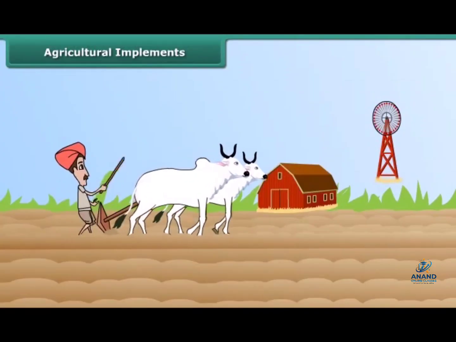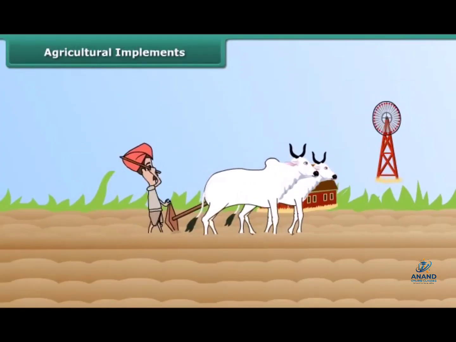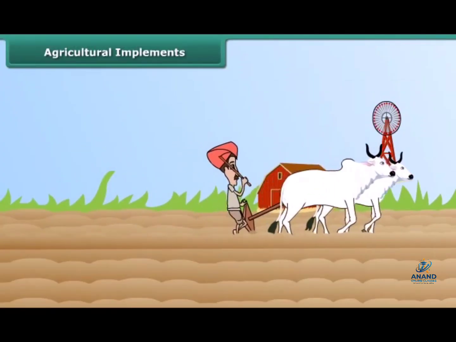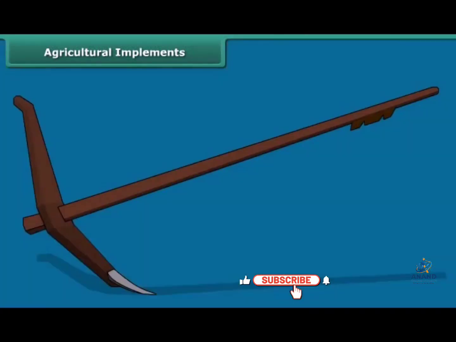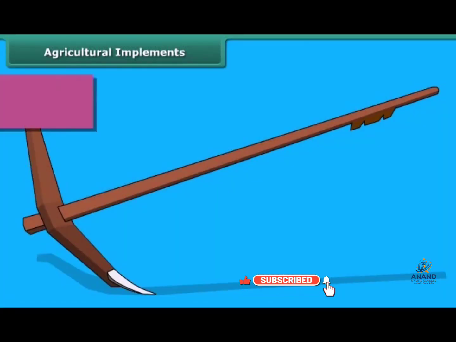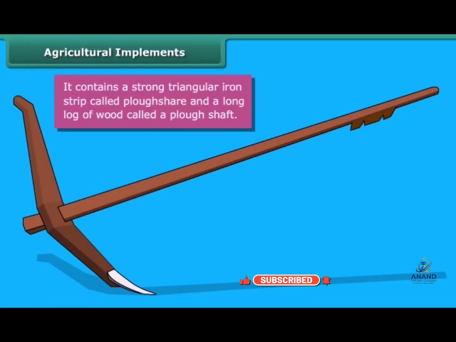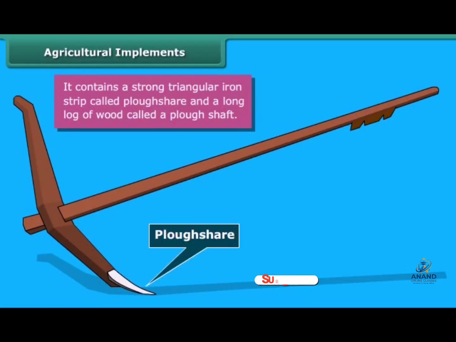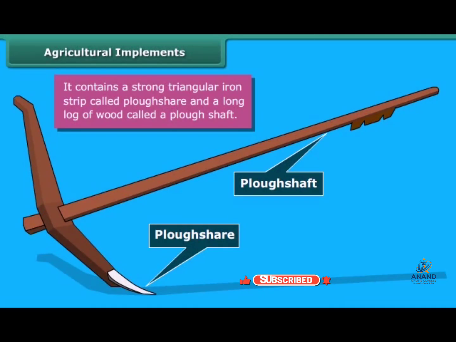Now look at this farmer. He is plowing the field. As we can see, the plow is made of wood; let us see its structure. It contains a strong triangular iron strip called plowshare, and the main part of the plow is a long log of wood called plow shaft.